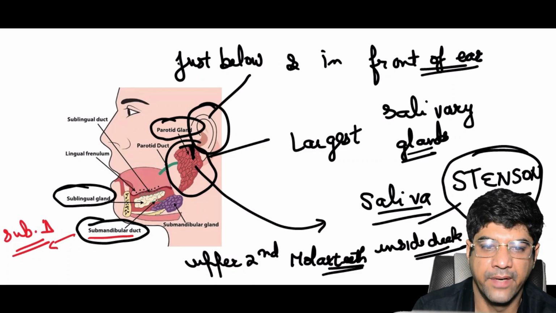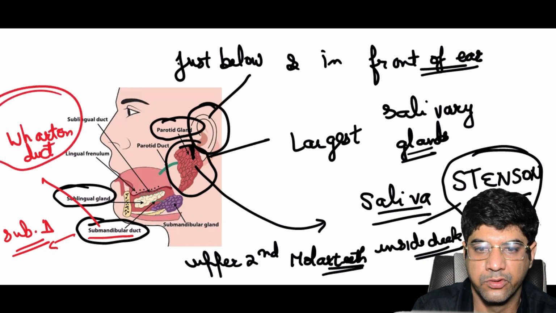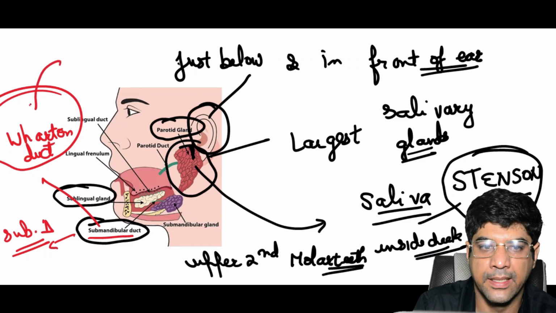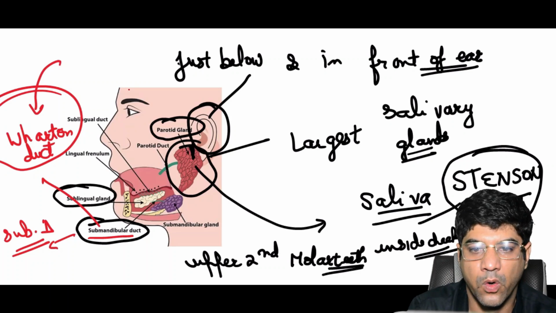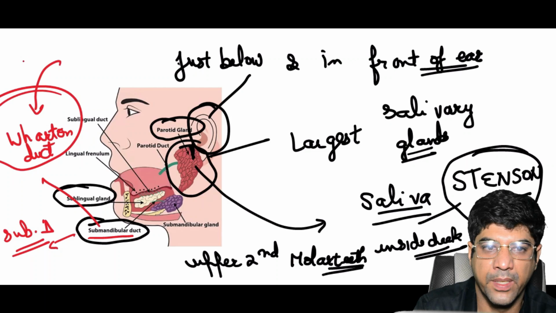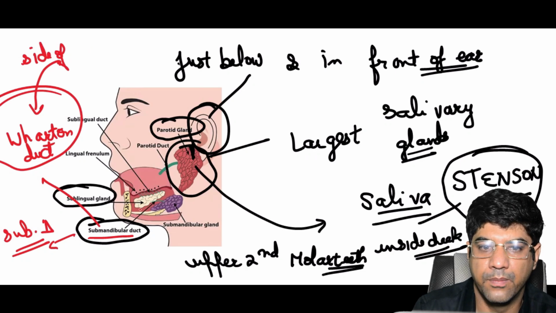And their saliva has a duct that is known as the Wharton duct. So saliva from these glands is emptied into the oral cavity by the Wharton duct. Now the question is, where does the Wharton duct open? Remember that it opens at the side of the frenulum of the tongue.